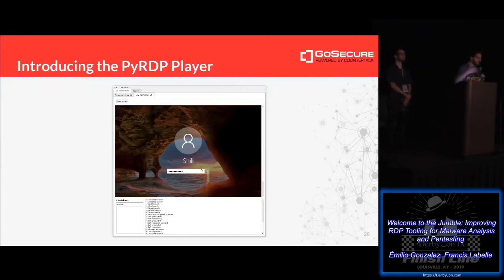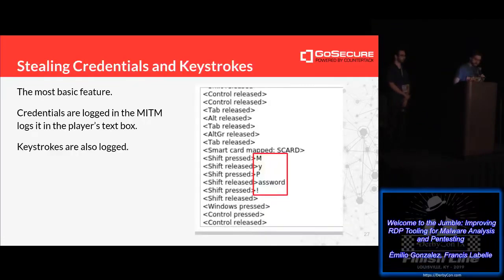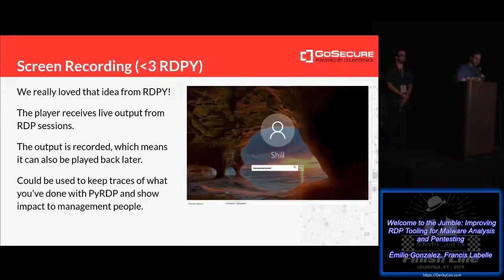So here is the PyRDP player. This is basically like the command center, or the main window for the attacker that you would use for the manual features. So one of the features is being able to steal keystrokes and credentials. This all happens in the text box at the bottom, so you can see the key presses, and this is also used to show clipboard contents.